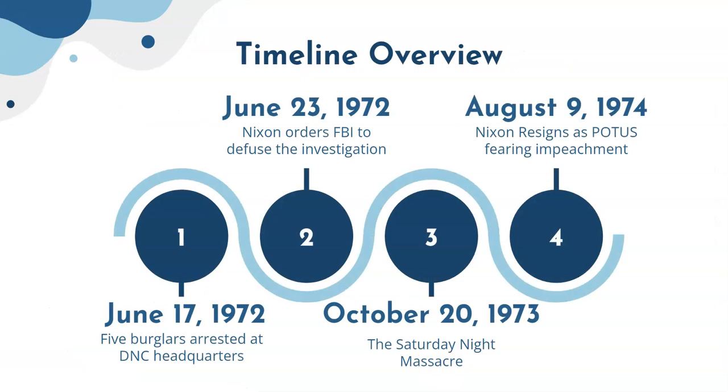Beyond that, we have the timeline. So as stated before, June 17th, 1972, 5 burglars broke in. After that, June 23rd, 1972, Nixon ordered the FBI to defuse everything and slow it down.